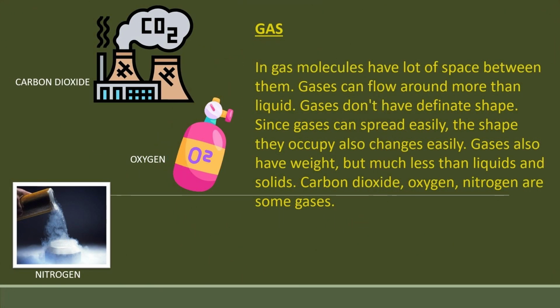Gas. In a gas, molecules have a lot of space between them. Gases can flow around more than liquids. Gases don't have a definite shape. Since gases can spread easily, the shape they occupy also changes easily. Gases also have weight, but much less than liquids and solids. Carbon dioxide, oxygen, and nitrogen are some gases.